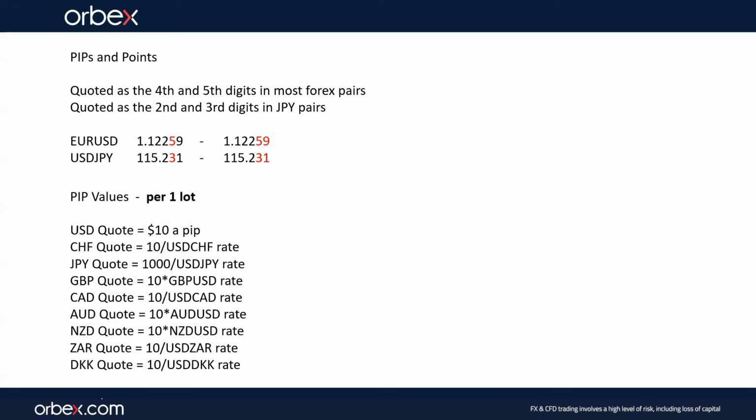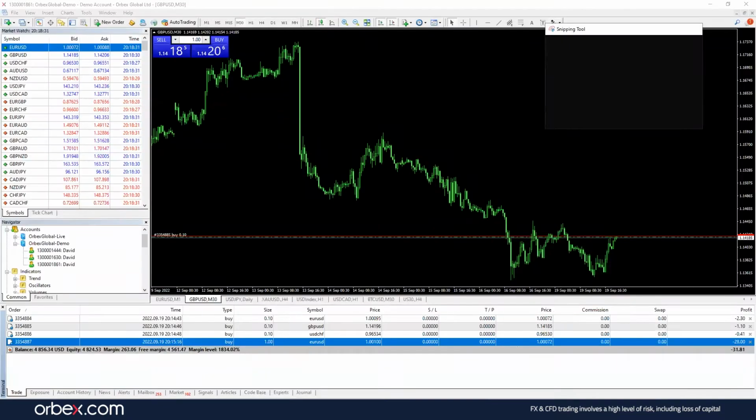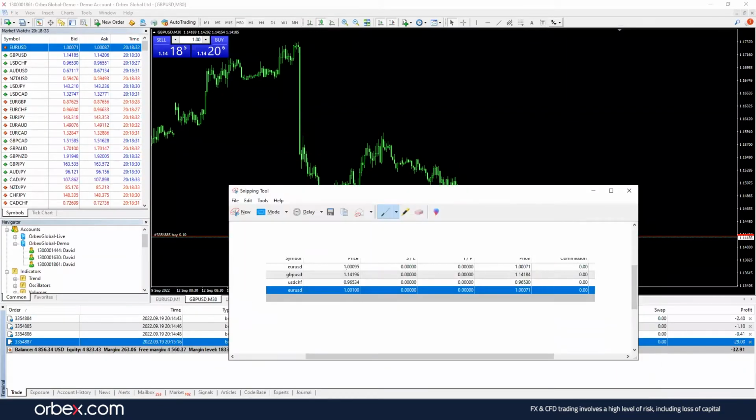So let's just take a live example here. So at the moment, again, let's freeze this so it's a bit easier to see. So the pip at the moment is 1.0009. So that's the fourth digit. So it would be 9.5 pips or 95 points. If we just stick with pips, it's a little bit easier to understand. On the pound dollar, it's 1.14196. Again, 9.6 pips. Dollar Swiss, 0.96534. So 3.4 pips.